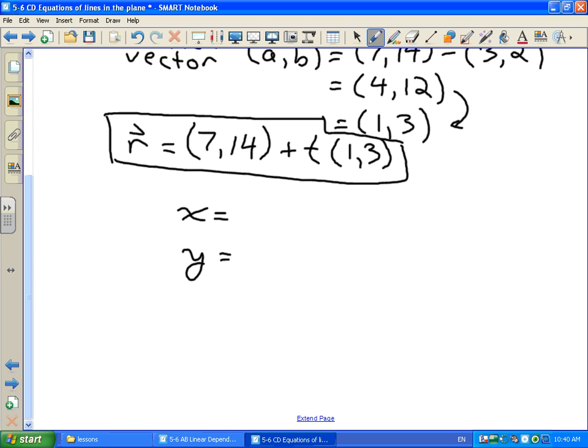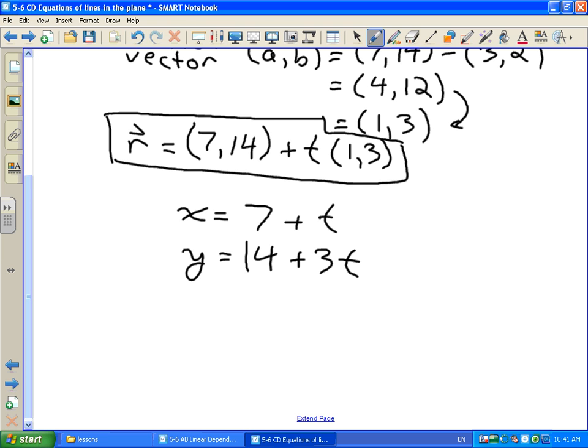Well, what's the x-coordinate of our starting point? 7. To this we are going to add, what do we have to add to it? 1t or just t. Okay. What about our y? Starting point for y coordinate is 14. What are we going to add to this 14? Exactly, 3t. Okay.